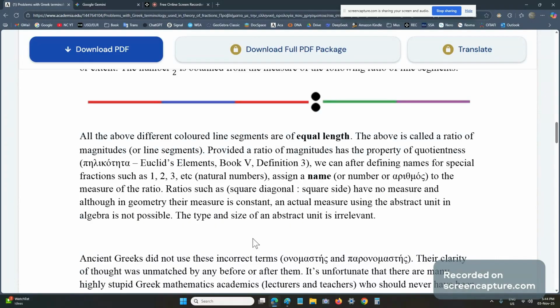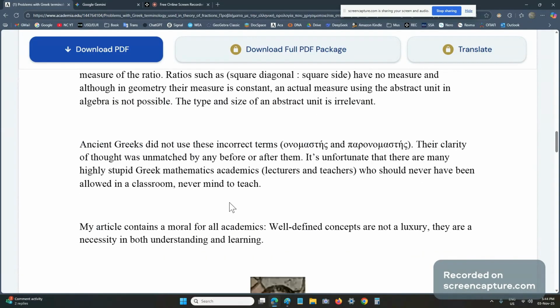And so the word arithmos, by the way, literally means to measure or count, and it uses the abstract unit. In other words, a unit whose type and size is not relevant. We don't care about the type and size. That's why you can count 1 apple, 1 car, and 1 glass as 3 objects, because you don't care about their types and size. So the ancient Greeks, by the way, did not use these incorrect terms. I just want to make that very clear.